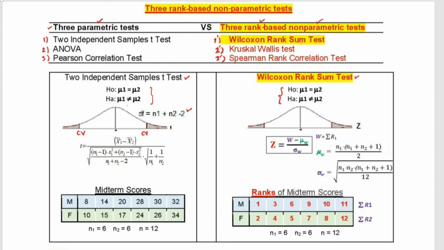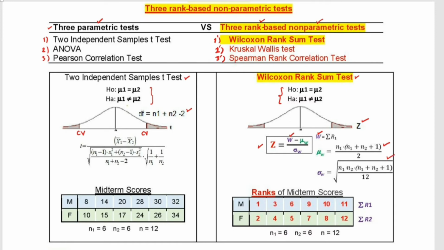And Wilcoxon rank sum test uses normal probability distribution. Therefore, see table, see formula. Or the original statistic is W. W is the sum of ranks of one sample. And you note that W is normally distributed with mean, this formula, mu of W, and standard deviation, this formula.